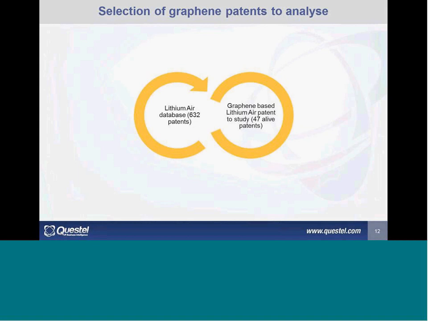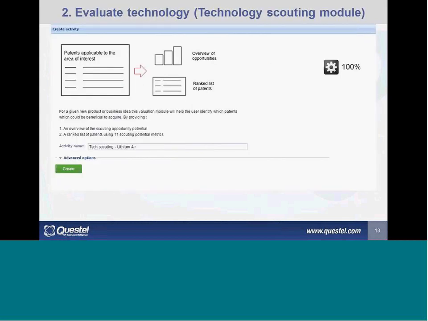Let's see where we stand now. We started with a set of 632 patents, and we have trimmed this list down to a set of 47 graphene patents. These 47 patents will now be analyzed. We are ready to run our technology scouting software module.